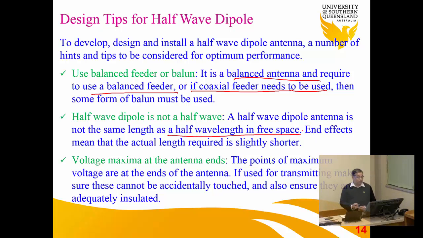So far, voltage maxima at the antenna ends. In this case, the points of maximum voltage are at the ends of the antenna, and if used for transmitting, make sure that this cannot be accidentally touched because voltage is high, and also need to ensure that it is adequately insulated.